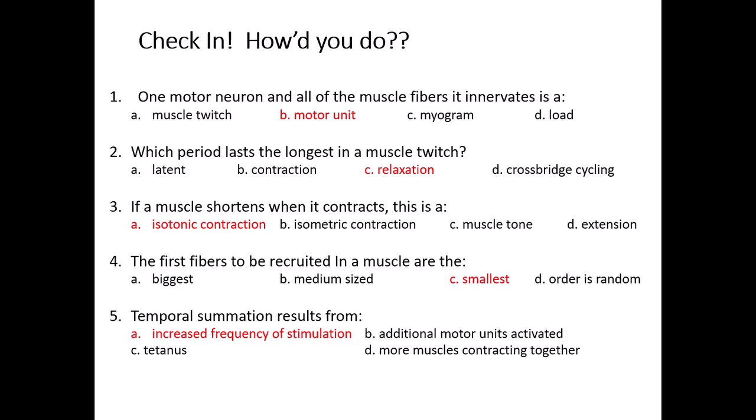The first fibers to be recruited in a muscle are the smallest. It goes smallest, medium-sized, and then biggest. It is not random in your motor unit recruitment. And then finally, temporal summation results from an increased frequency of stimulation. Remember, temporal means time. So we're talking about more times that our stimulus is delivered.